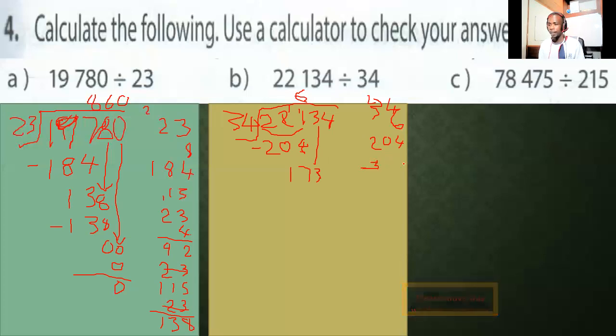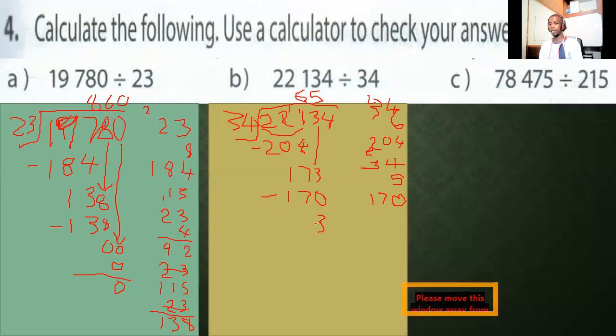34 times 5, I get a 0, carry 2. 3 times 5, 15 plus 2, 17, 170. Wow. Very good. So I put 5 on top of 3. 5 times 34 is 170. 170 here. Now I subtract 170 from 173. I get 3.